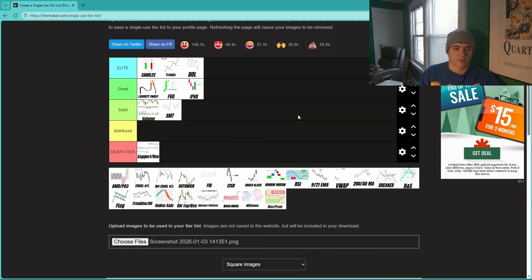Next up, we have draw on liquidity. This is S tier. This is the other layer to support and resistance that actually fleshes it out and helps you understand why you're taking the trades you're taking. If you take out a ton of lows, you're not just bouncing off support. You've taken sell side liquidity.